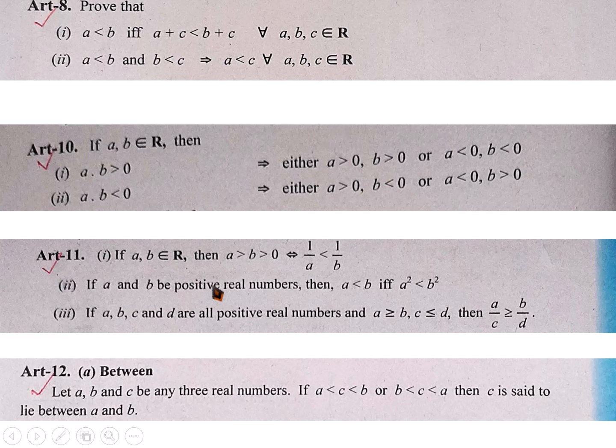Okay, so I am taking here between. We have 3 real numbers a, b and c. Any 3 real numbers, if a less than c less than b, or b less than c less than a, we say that c lies between a and b.